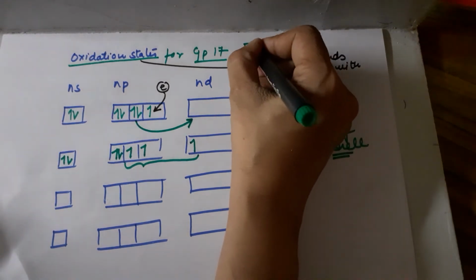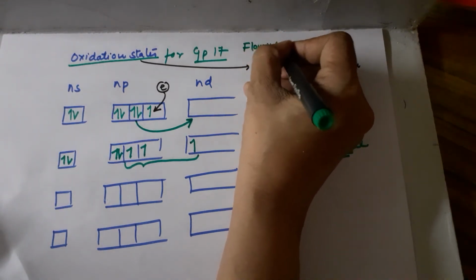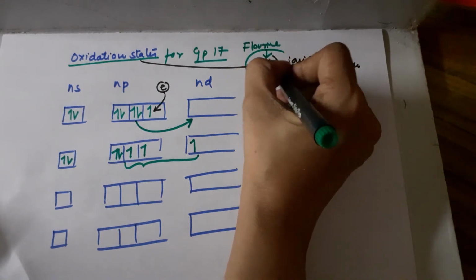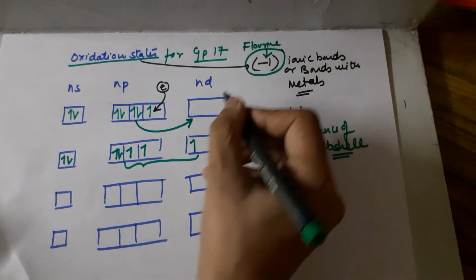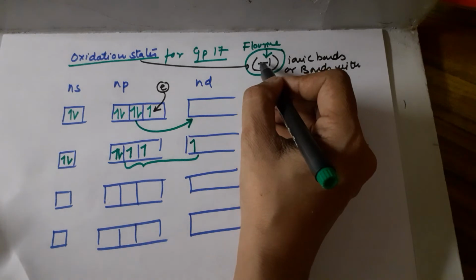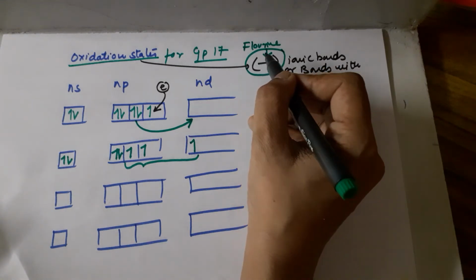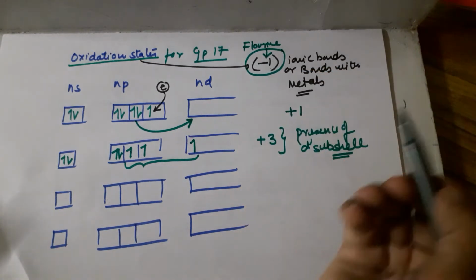So for fluorine, the oxidation state is only -1 owing to the absence of d orbitals and owing to its highest electronegativity. We will note it down somewhere later.